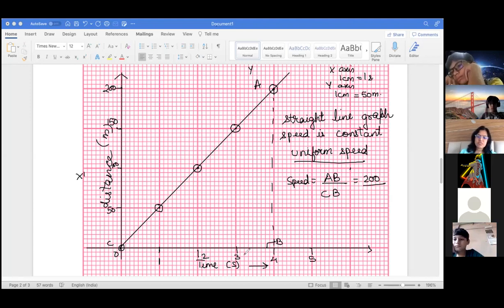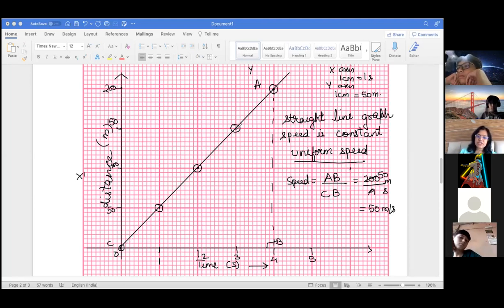Divided by, what is CB? CB is 4 seconds, right? This is meter, this is second. 4 5s are 20 and 0. So 50 meter per second is the speed. Okay. Now I took this point and this point.